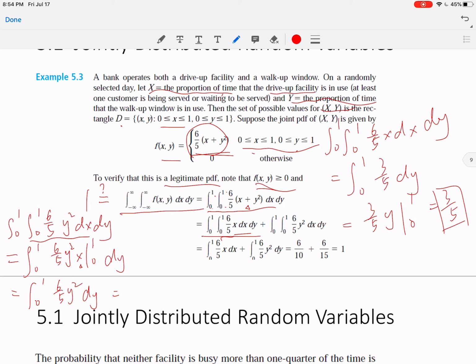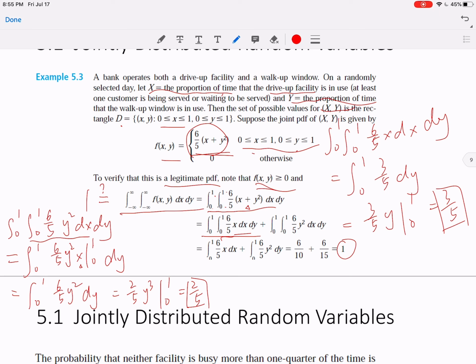Of course, if you apply the power rule for this one, it's going to be 2/5 y cubed from 0 to 1, which is 2/5. And if you add those two things together, it will give us a 1 here.